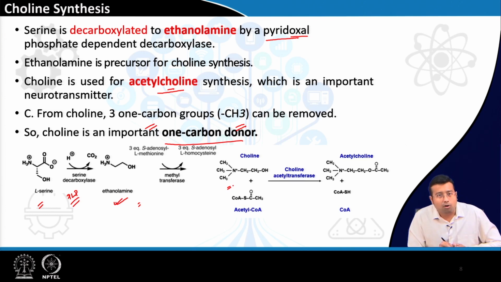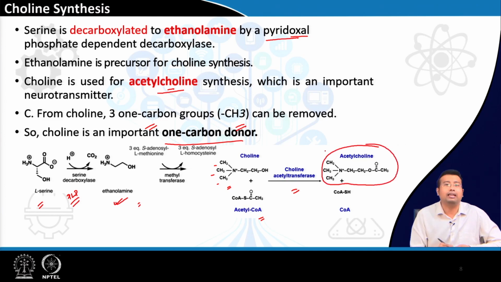Once choline is formed, you can see there are 3 methyl groups, and that can readily donate these methyl groups into a reaction whenever required, and that donation of methyl group is known as one carbon metabolism, which we will be seeing very soon. Now, this choline, once it is formed, can combine with acetyl coenzyme A. The enzyme is choline acetyl transferase, forming acetylcholine, which is a very important neurotransmitter. And of course, coenzyme A is also generated in this reaction. So, the acetyl group goes there and coenzyme A is formed.